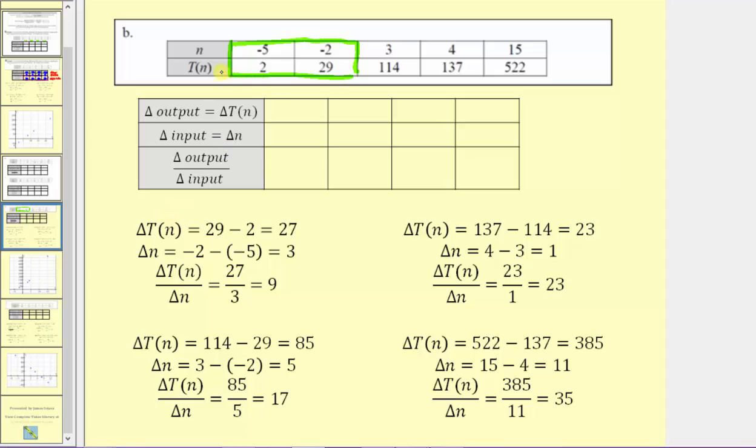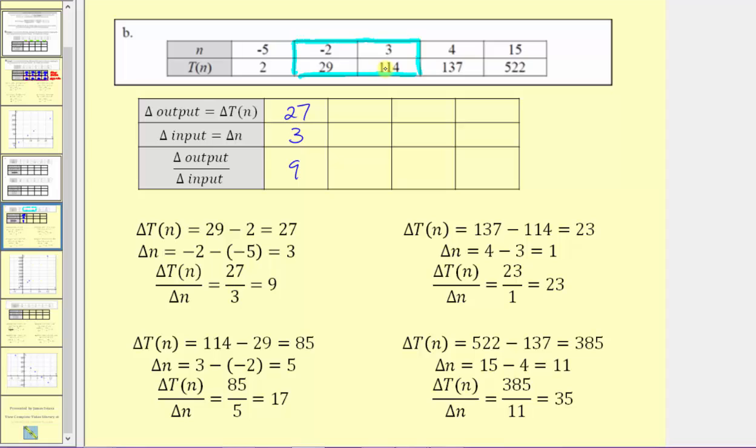the change in the output, or the change of t of n, is equal to 29 minus 2, which equals 27. The change in n is equal to -2 minus -5, which is +3, and therefore the rate of change between these first 2 points is 27 divided by 3, which equals 9. Next, we'll determine the rate of change using these 2 points, or these two ordered pairs.